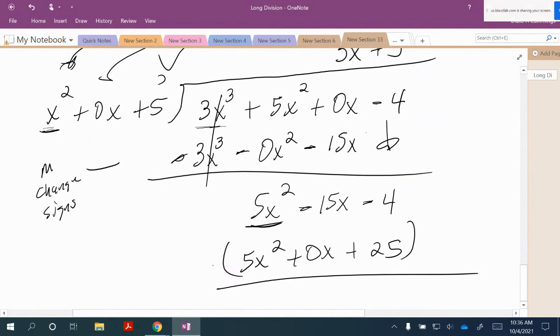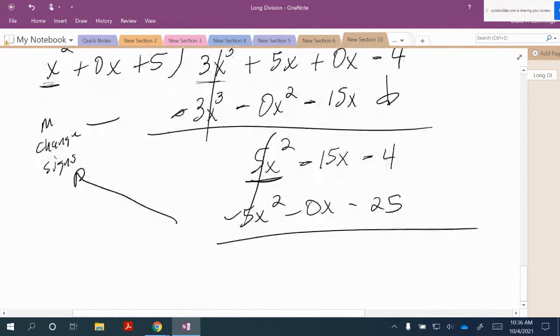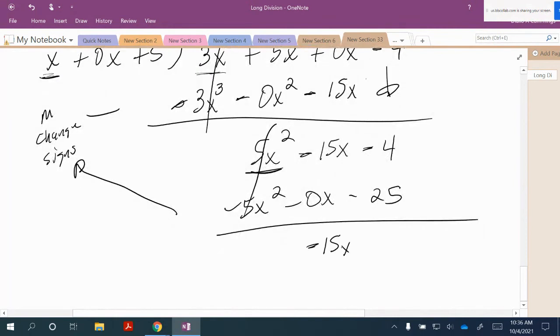The next thing we must do is change the sign. I just want you to see where that comes in. So the first terms cancel, 5x squared cancels, negative 15x minus 0x is negative 15x. Negative 4 minus 25 is negative 29. And this is our remainder.